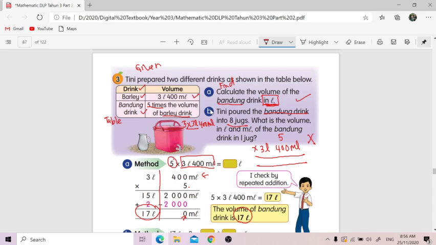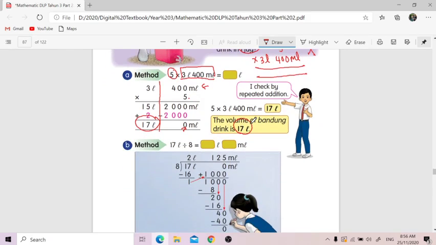Okay, so now dia bagi tahu lagi, kena pour into 8 jugs. Masukkan dalam 8 jug. What is the volume in liter and ml? So ini adalah yang dia minta, find liter and ml of the bandung drink in 1 jug. So bila ada macam ni, akhir sekali minta 1. So we know that the method is division. Okay, so here 17 liter divided by 8.